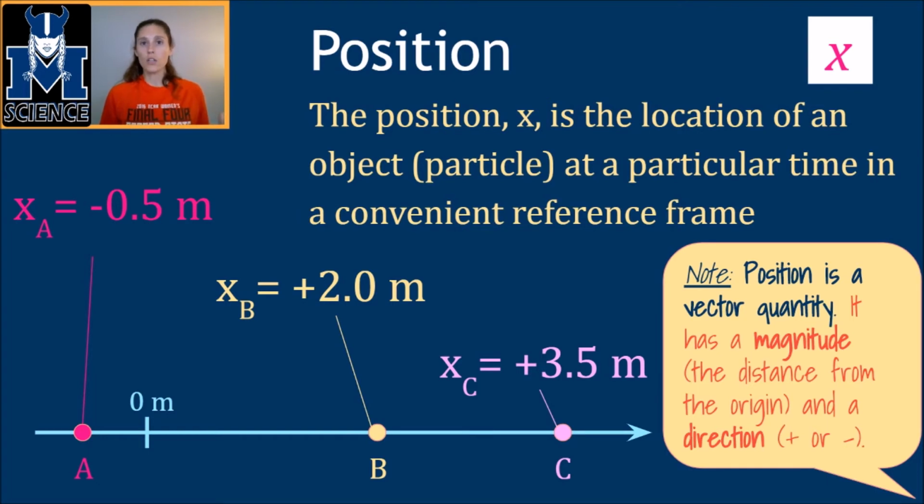And position is a vector quantity. So you'll notice that the minus sign is important on position A, and the plus sign is important on position B and position C. It is the direction from the origin. Okay, so our positions have magnitude and direction, so they're actually a vector quantity.